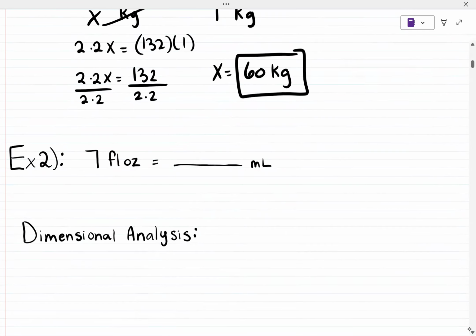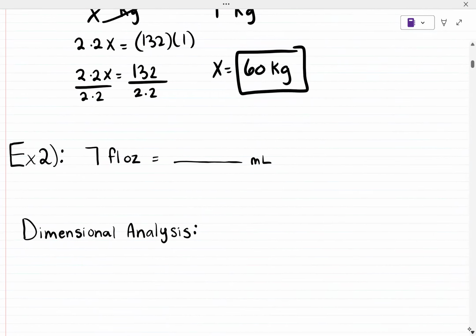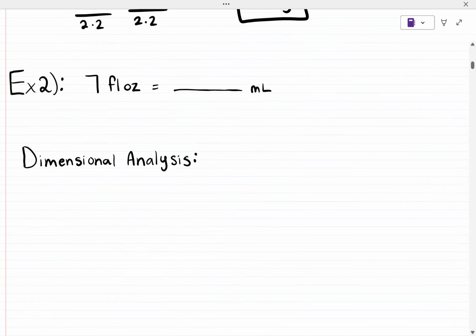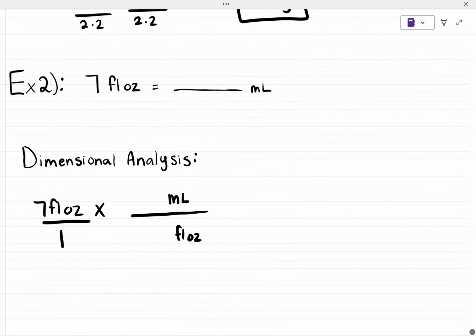Okay, example two. We have to convert 7 fluid ounces to milliliters. Let's start with dimensional analysis. Write out your fraction. 7 fluid ounces times a fraction, and you want to get rid of the fluid ounces, so you put fluid ounces on the bottom. We're trying to figure out milliliters, so put milliliters on the top, and you put a 1 under the 7 fluid ounces. What is the relationship between milliliters and fluid ounces based on the chart? We know that for 1 fluid ounce, there are 30 milliliters. That was said on the chart.